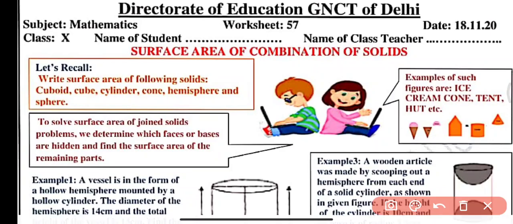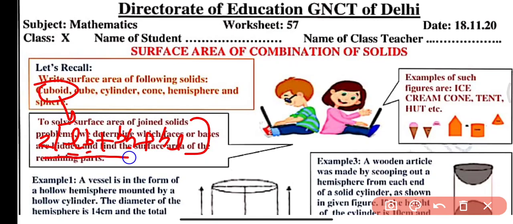So surface area of cuboid, we all know that is 2 into (LB plus BH plus HL). Where L is the length of cuboid, B is the breadth of cuboid and H is the height of cuboid. So 2 into (LB plus BH plus HL) is the surface area of cuboid.